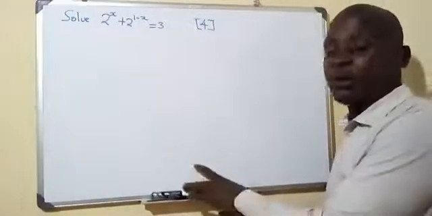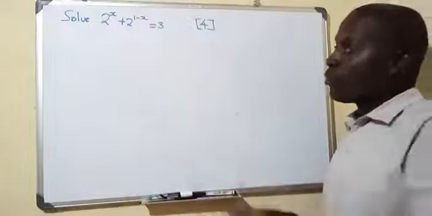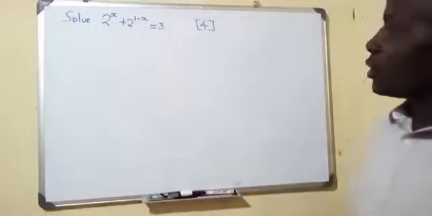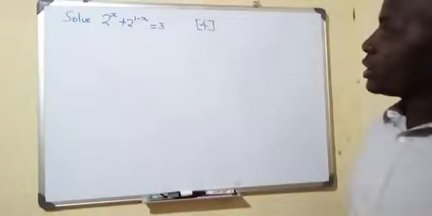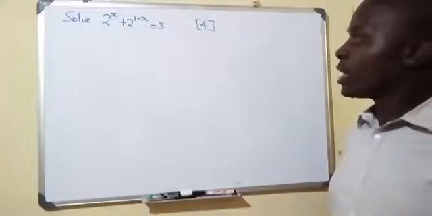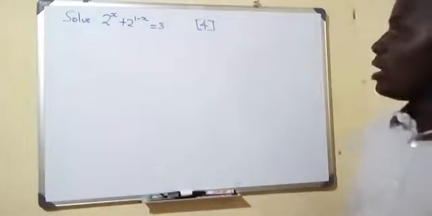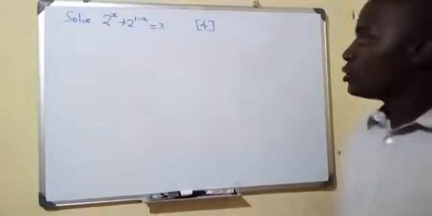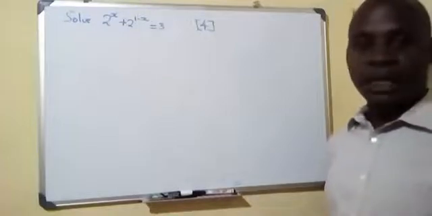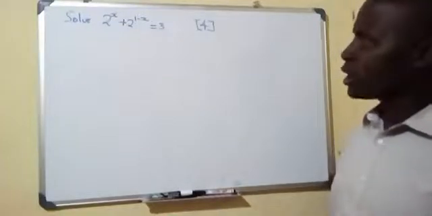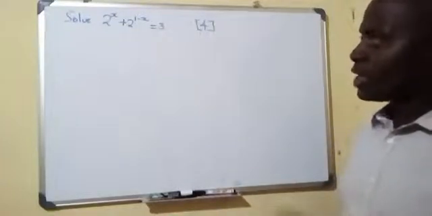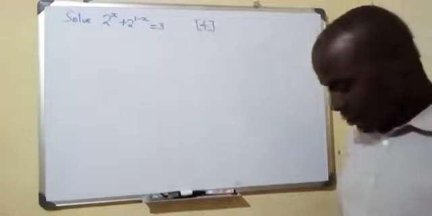I welcome you to our question, which is saying solve 2 to the power x plus 2 to the power 1 minus x is equal to 0. So this question is requiring us to find the value of x.